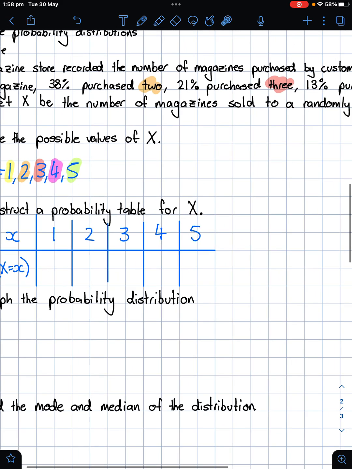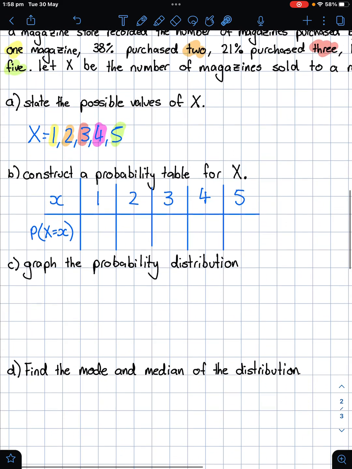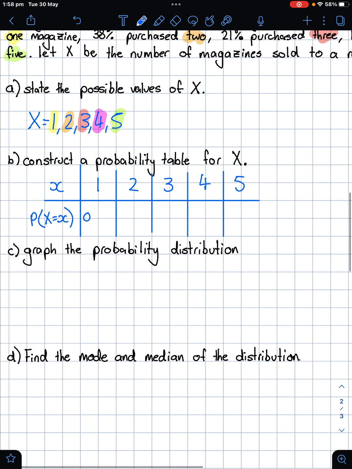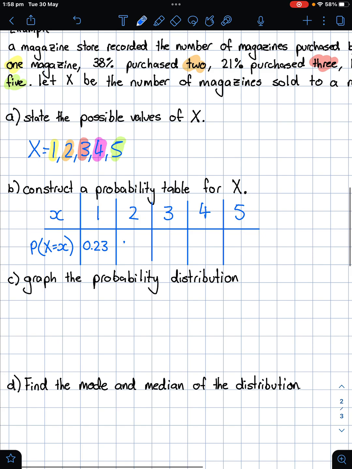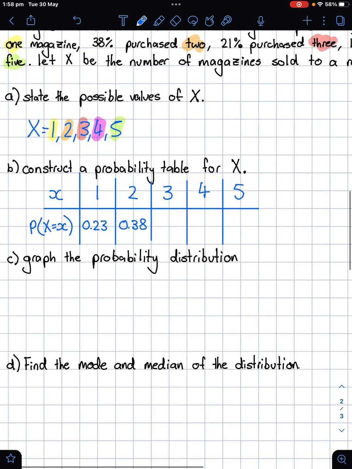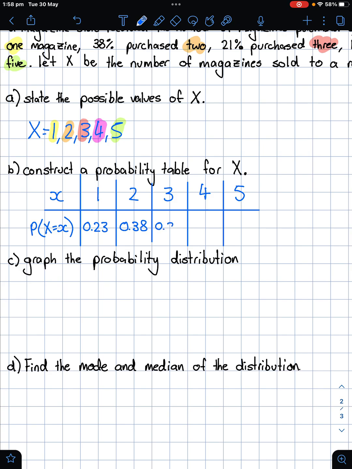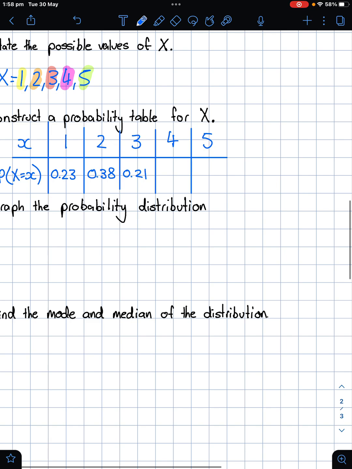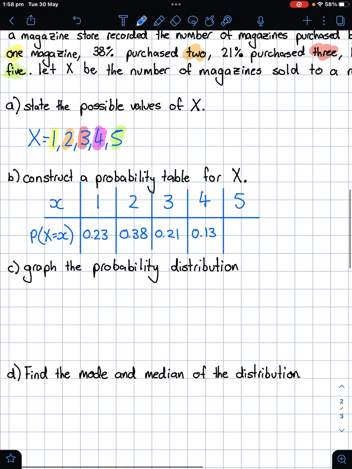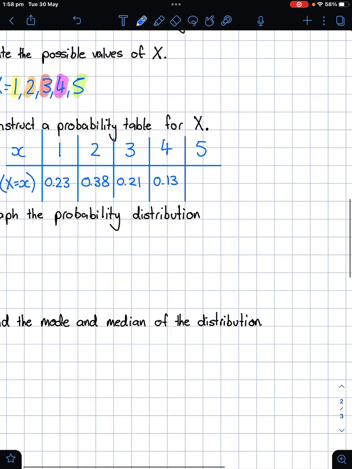So the probability of 1 magazine was 23%. We start representing these as decimals, 0.23. 2 magazines was 38%. 3 magazines was 21%, so 0.21. And then 4 magazines was 13%, 0.13. And then 5 was 5%, so 0.05.